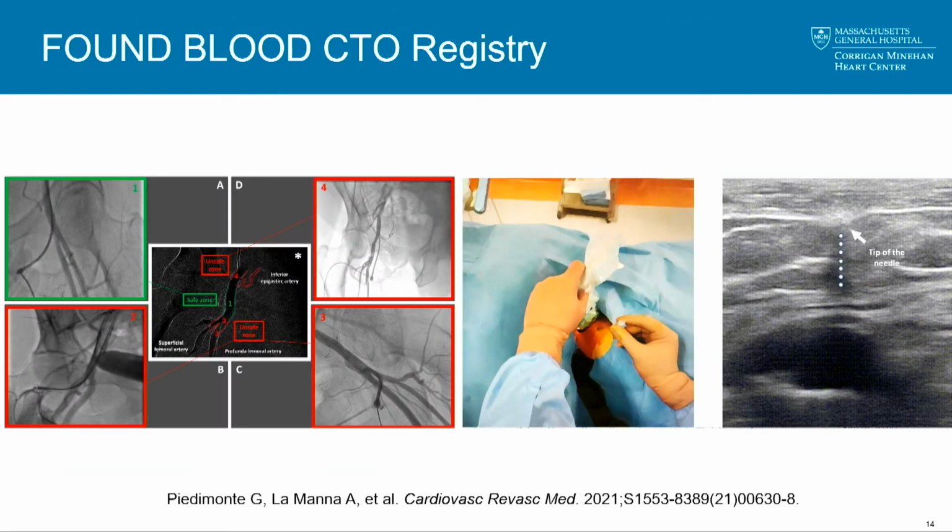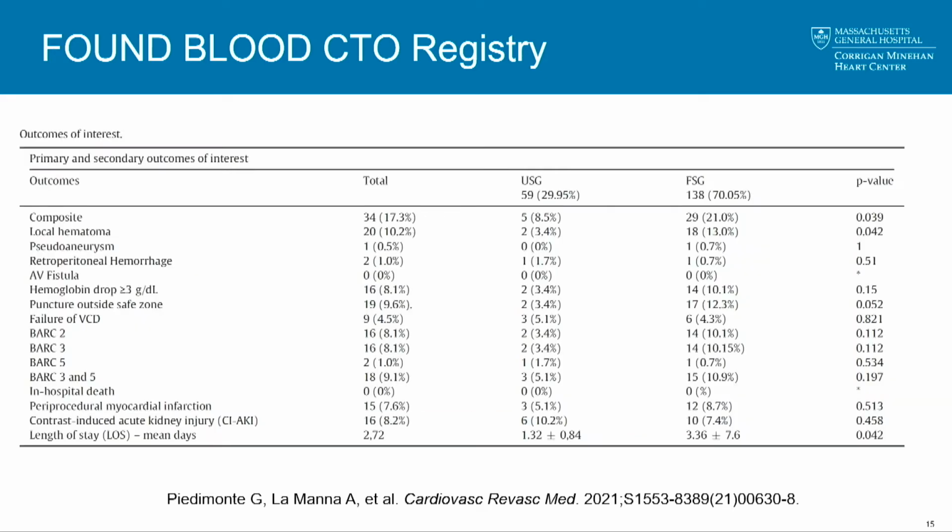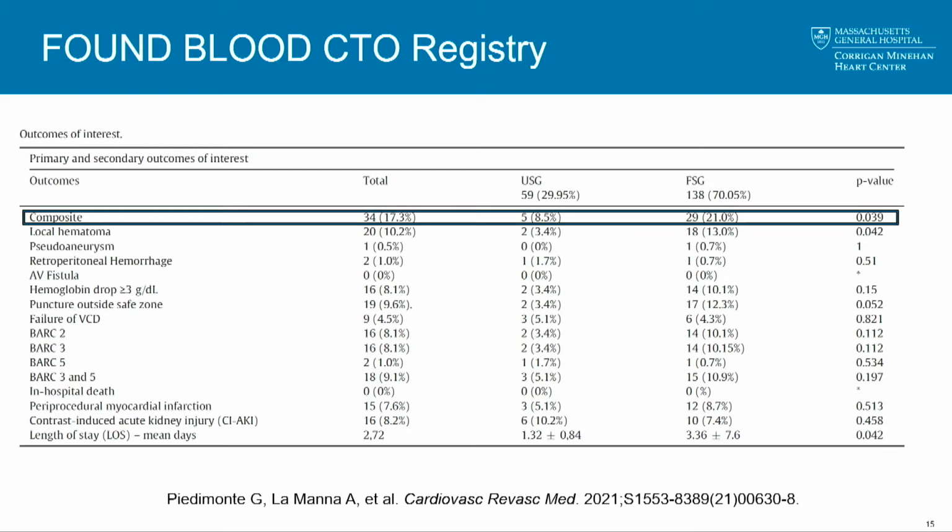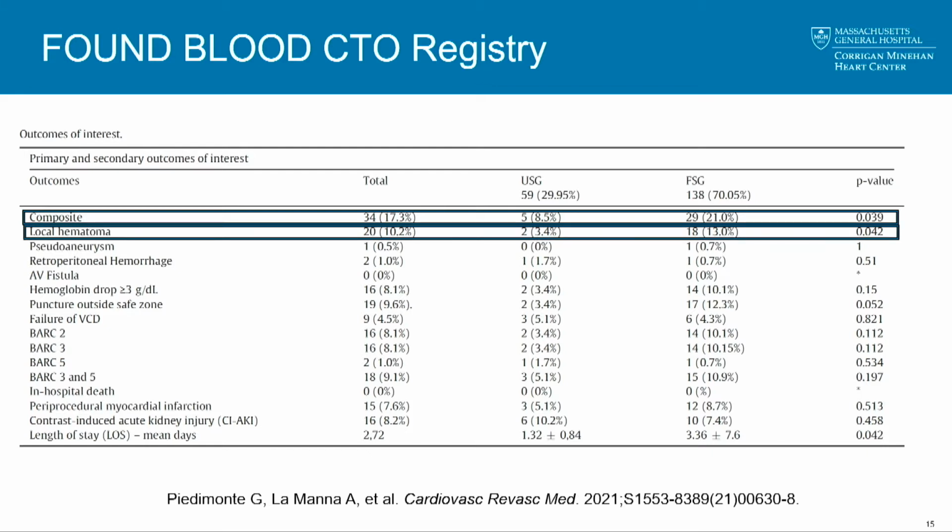Now, in juxtaposition to that study is the Found Blood CTO registry, and this was a registry of 200 patients that were not randomized, but underwent ultrasound guidance compared to angiography guidance for their access. And the primary endpoint was a composite of local hematoma, pseudoaneurysm, retroperitoneal bleed, AV fistula, and a hemoglobin drop of greater than 3 grams per deciliter. And what they found is that the ultrasound guidance group obviously had a lower composite endpoint, but it was really driven by local hematoma, not the more concerning bleeding endpoints.